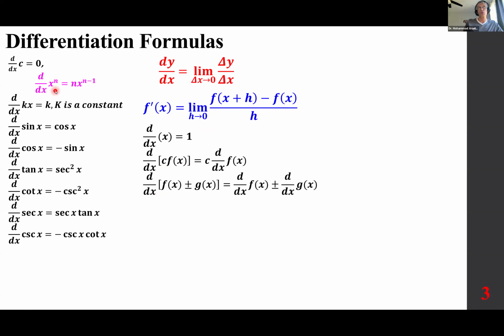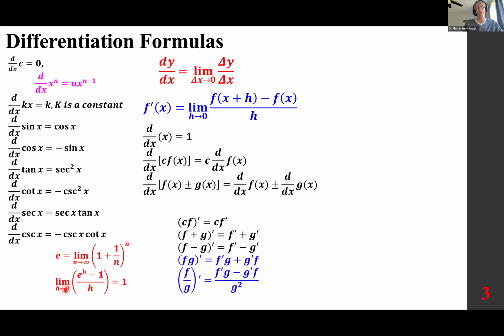The power rule, one of the most useful formulas: the derivative of x to the power of n is n x to the power of n minus 1, and trigonometric functions. Two ways to define e. e is a number such that the limit of 1 plus 1 over n to the power of n as n approaches infinity. Or e is such a number that the limit of e to the power of h minus 1 over h as h approaches 0 equals 1.